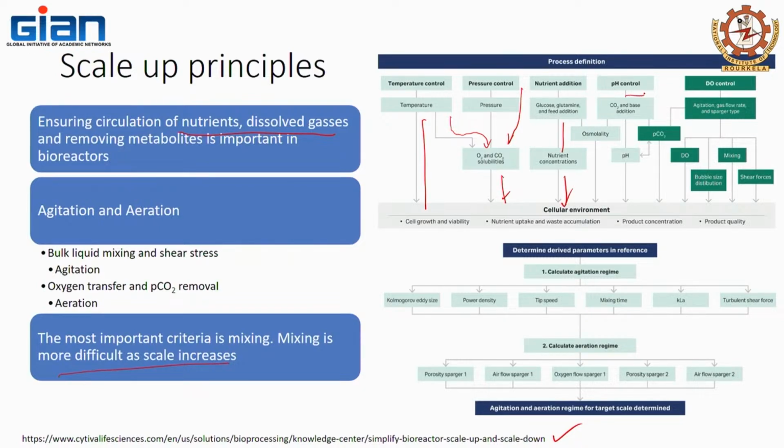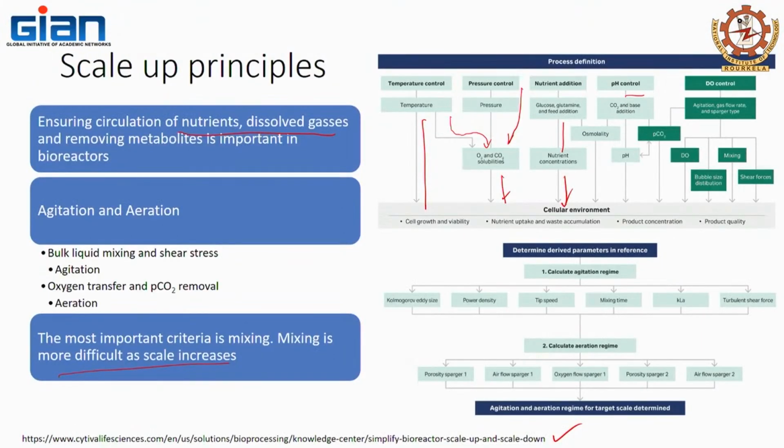If you are looking at the pH, you have your base addition. Now, why do you add a base? To maintain the pH, right? Now, if the base and the substrate interact or some other combinations get generated, that is going to impact your cellular environment. The one that comes here is the focus, the dissolved oxygen control. Dissolved oxygen control is through agitation, gas flow rates and the sparger type, the type of sparger that you are going to use. At a small scale, I could have had a ring sparger.